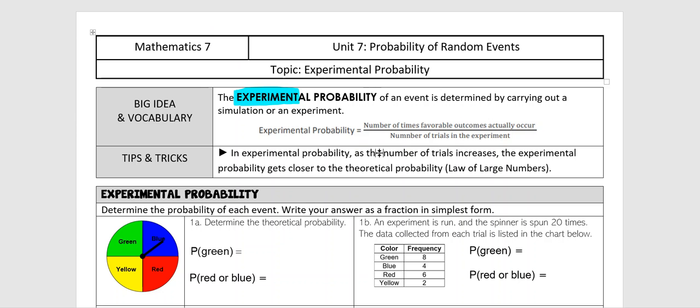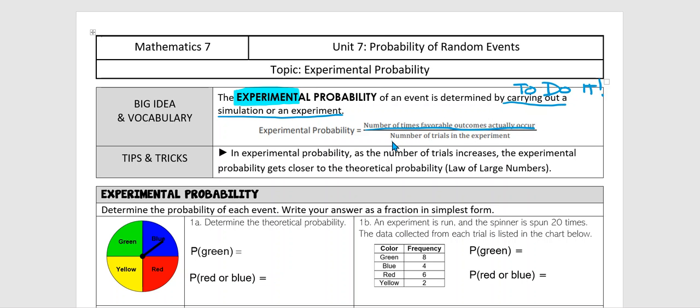So with experimental probability, we actually do something. We carry out that simulation or experiment. So carry out means to do it. So we're no longer just looking at the spinner. We're no longer just looking at the cookie jar. We're actually going to spin that spinner. We're actually going to pick cookies out of the jar. We're actually going to pick cards, roll the dice. And we're going to record data from that experiment and see how many times that favorable outcome occurs.